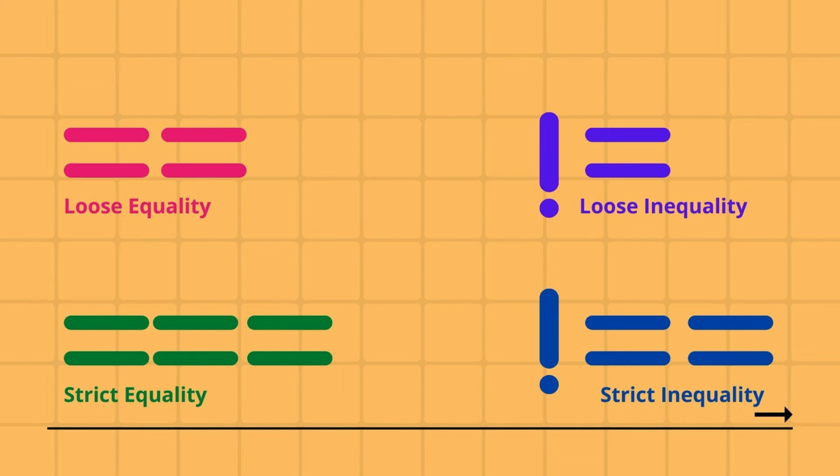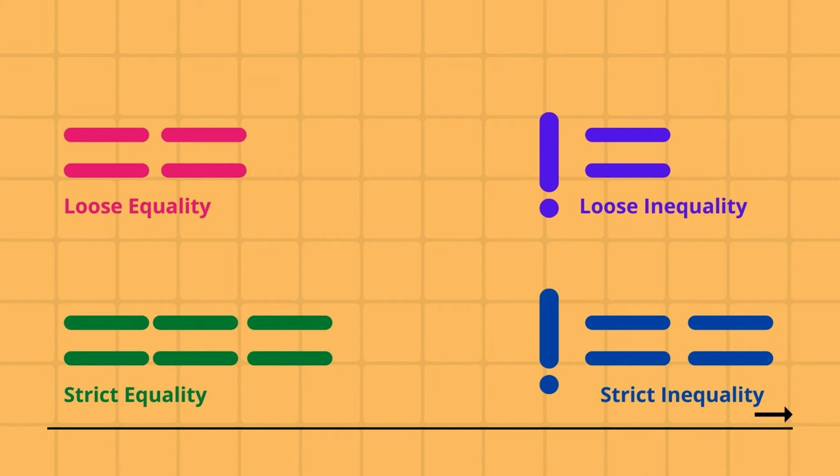The next set of comparison operators let us check whether a value is equal to another value and return a boolean based on whether or not this is the case. These operators consist of the following: the equality operator, sometimes called loose equality, the inequality operator, sometimes called loose inequality, and then we have strict equality and strict inequality.